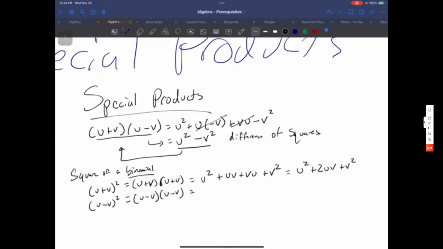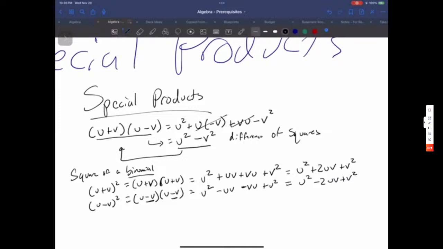Similar on the negative side, it doesn't cancel out like the difference of squares. You just get u squared minus uv minus vu plus v squared, and that's going to be u squared minus 2uv plus v squared. And why does it end up with a plus v squared at the end? Well, you have a minus v times a minus v. The negative signs multiply and cancel each other out to be a positive 1, and then the v's end up being v squared. So even though the binomial is a minus v, you still end up with a positive v squared term.